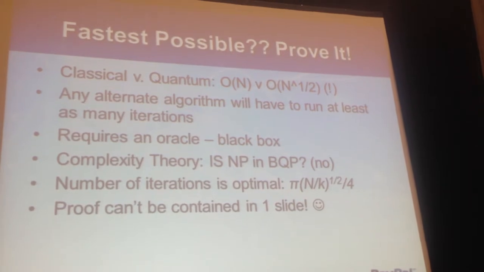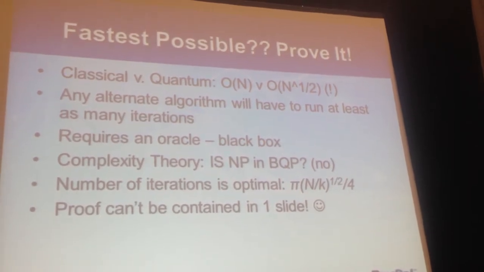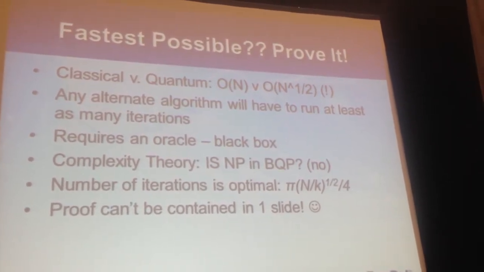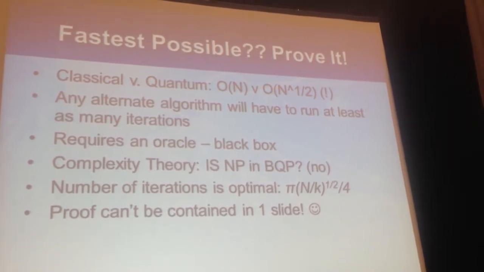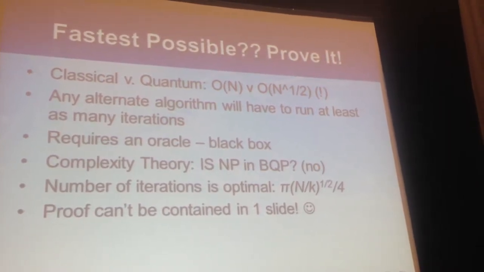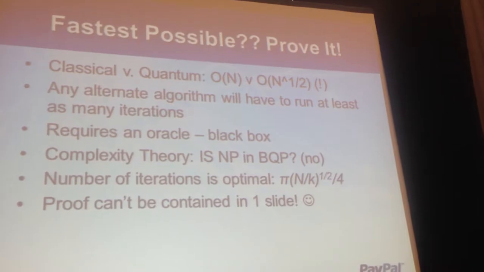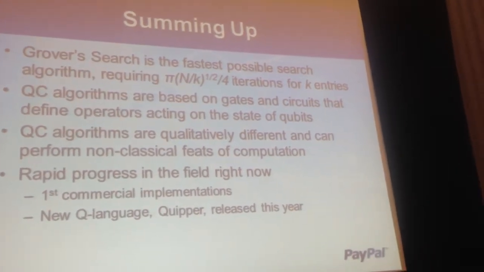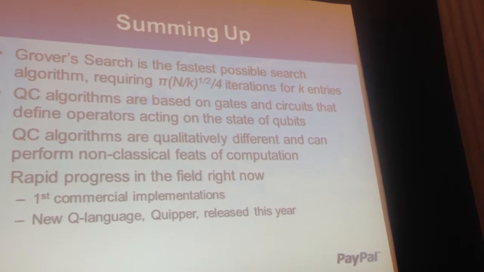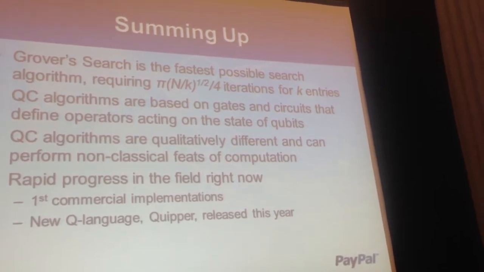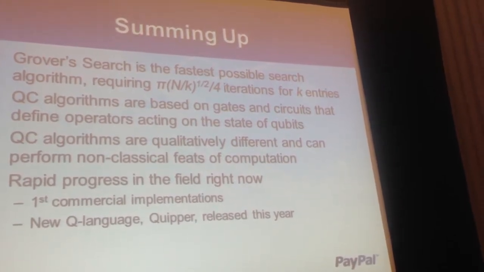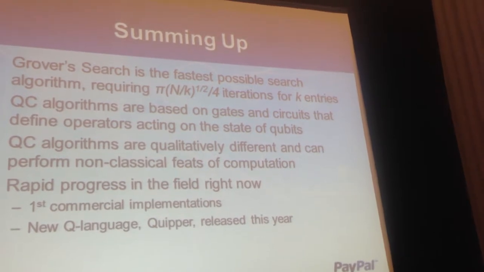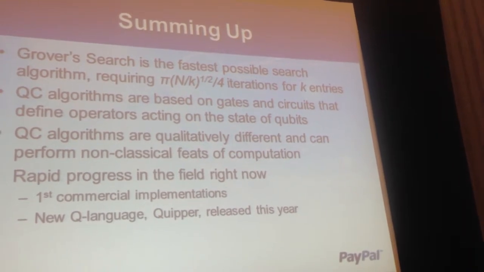The number of iterations is optimal based on a constant around the square root of the number of entries. If for k entries, I'm going to have to do this many iterations over the data set to prove it. Once again, the slide is too small, as Fermat said, to contain this proof. Just summing it up, Grover search is the fastest possible search algorithm, runs in this number of iterations for k entries.